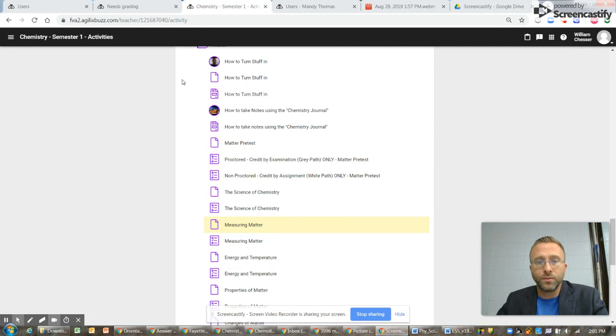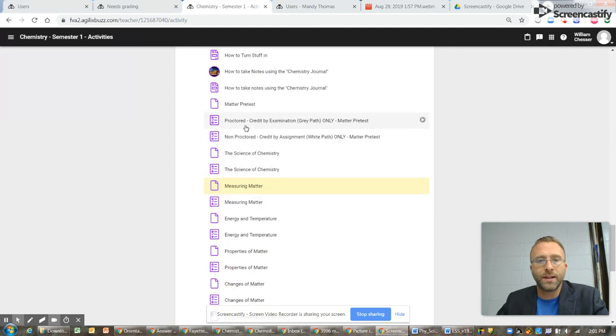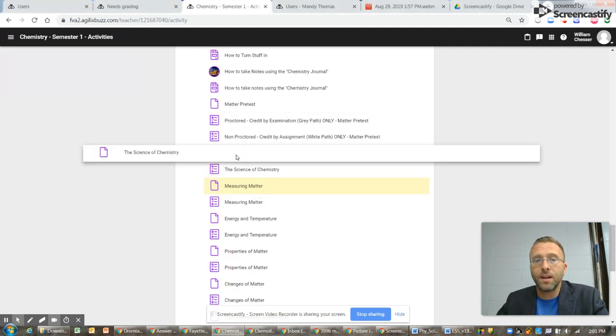I'm going to quickly go through some of the lessons in Unit 1. We might get to all of them real quickly. There's a matter pretest. Don't take that first unproctored unless you're using the white path, and probably for this first time you want to use the white path, so that might be okay. After you get past how to turn stuff in and other little formal things to teach you the best way to turn things in and take notes, we get down to the real business of some chemistry here, like the science of chemistry.